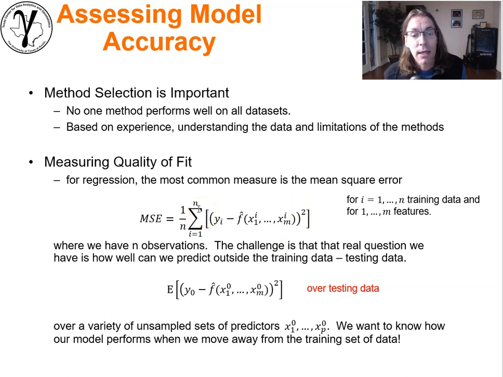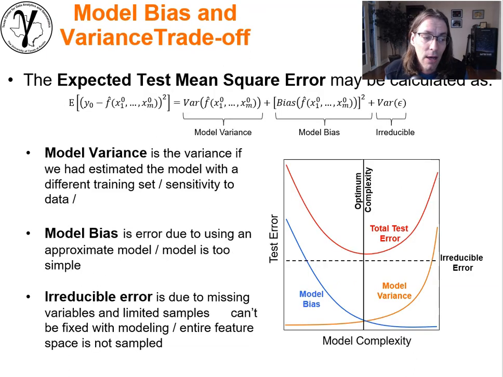Now, that's all fine and good to get the error at the training data locations, but what we really want to know is the expectation of this squared error over the testing. In other words, data not used in order to build the model. And that's a much fairer assessment of the performance of our model moving forward. That's how we find value.